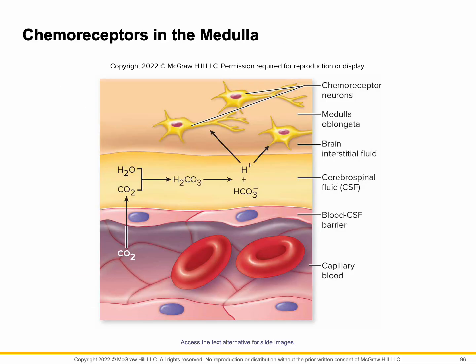Chemoreceptors are found in the medulla. Carbon dioxide in capillary blood crosses the blood-CSF barrier and reaches the CSF, where it combines with water to form carbonic acid. The carbonic acid splits into bicarbonate ions and hydrogen ions. The H plus ions reach the brain interstitial fluid and stimulate the chemoreceptor neurons of the medulla oblongata.